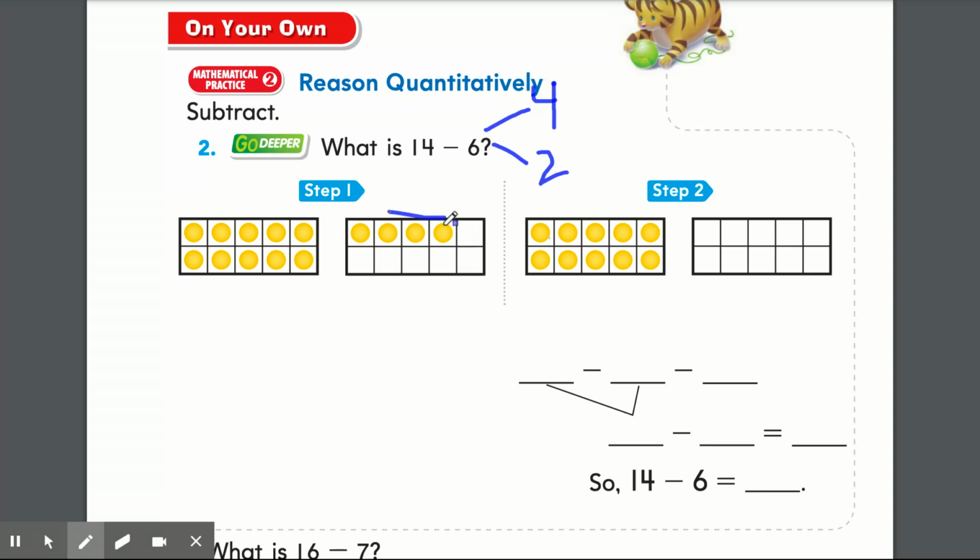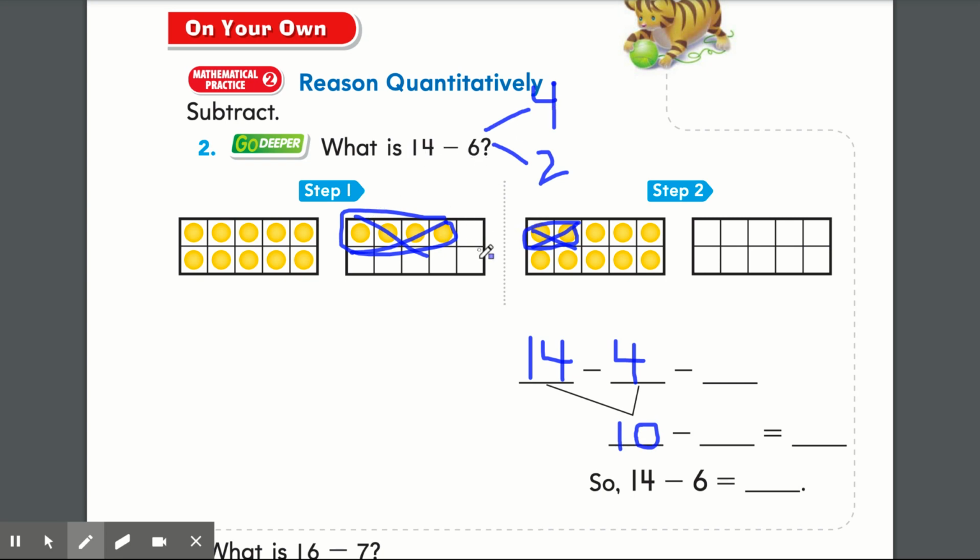So I'm going to take away the 4. And over here, I'm going to take away 2. Okay, so I started with 14. I took away 4 so that it would make 10. Okay, that left 10, so I moved that 10 over here, but I still need to take away 2 because my problem wasn't 14 minus 4, it was 14 minus 6.